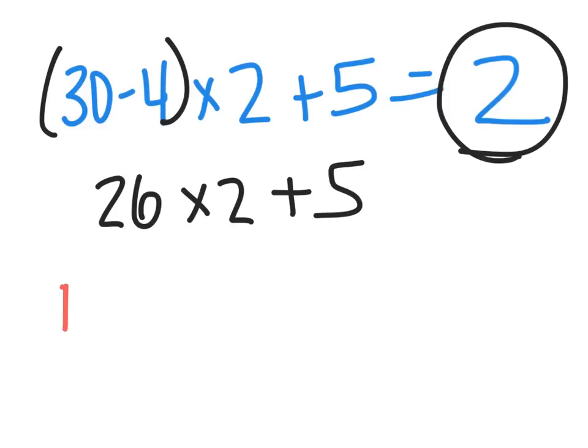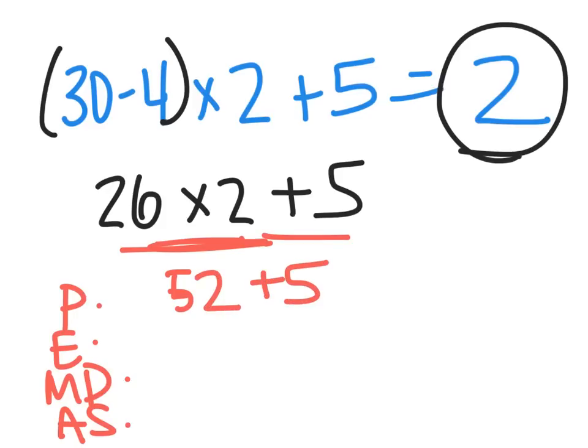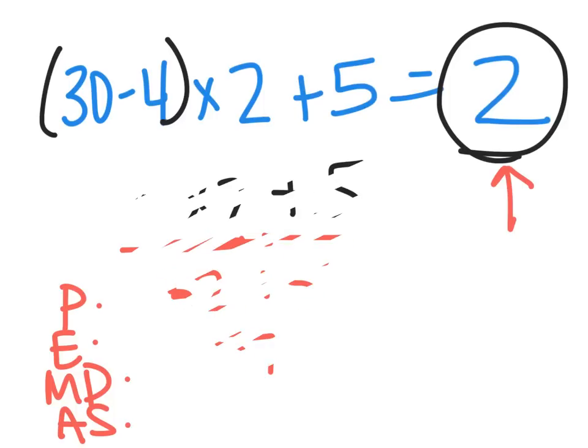Let's write out PEMDAS so we can make sure we're following it. Okay, I did my parentheses. Which would I do next? I'm going to think to myself, do I multiply next or do I add next? PEMDAS tells me parentheses, exponents, then multiplication and division before addition and subtraction. So I would multiply these two to get 52 plus 5. Now I can add: 57. Uh-oh, I did not get 2, so I need to try those parentheses somewhere else.